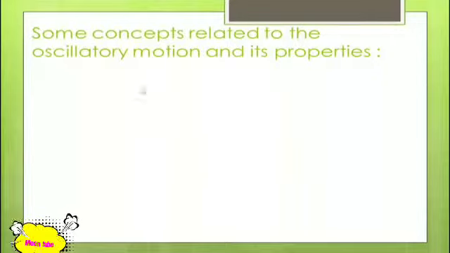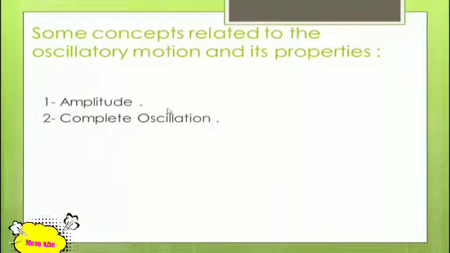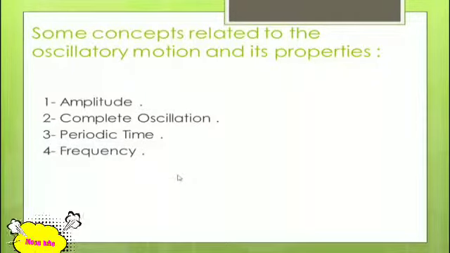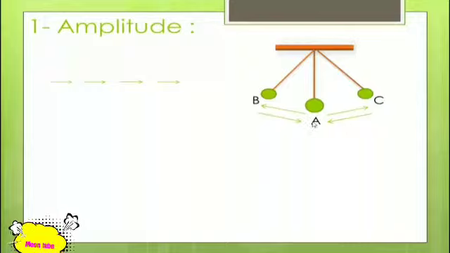We have some concepts related to the oscillatory motion. Number 1, amplitude. 2, complete oscillation. 3, periodic time. 4, frequency. We will discuss number 1, amplitude. In this picture, we find that the pendulum in position A is in its rest position. When it reaches position B and position C, B and C represent the maximum displacement reached by the oscillating body.